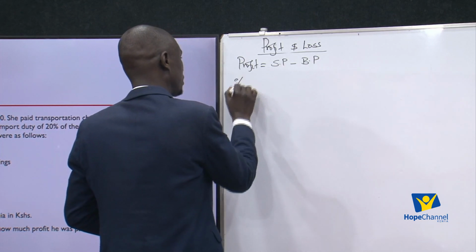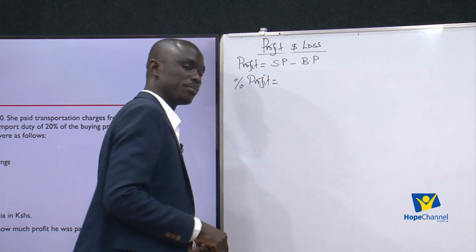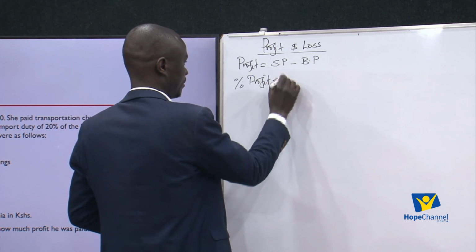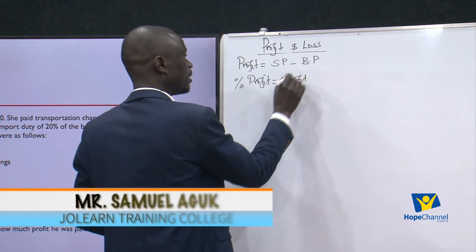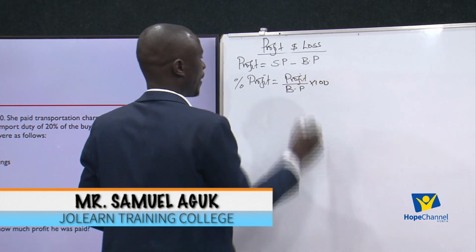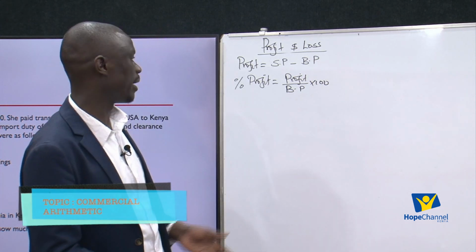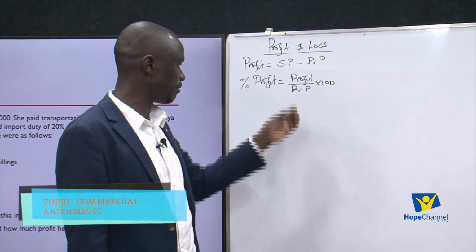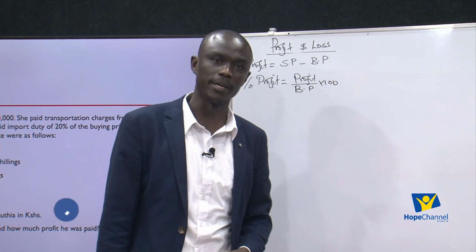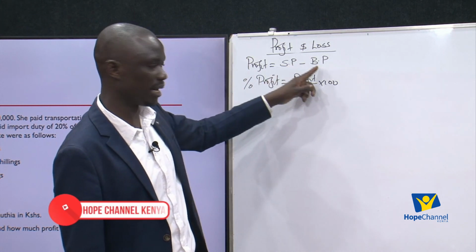Sometimes somebody can also ask you to calculate the percentage profit. Percentage profit is given as the profit, so you need to calculate the profit, then all over the buying price, then you multiply by 100. So percentage profit is given by the profit divided by buying price, then you multiply by what? By 100.